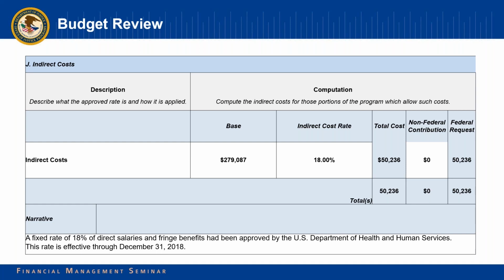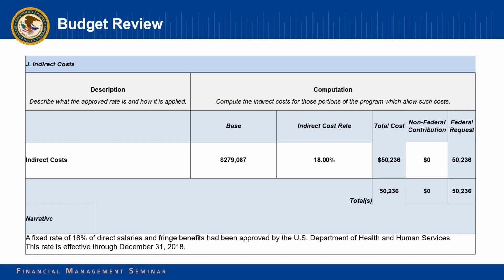Now in the narrative, you want to explain your indirect cost rate. So in this example here, it shows the type of rate they have, the percentage. So it's a fixed rate. The percentage is 18%. It's based off direct salaries and fringe benefits. And you also want to show the cognizant federal agency that has approved your indirect cost rate agreement. So in this example here, it's the U.S. Department of Health and Human Services, and it shows the effective date of the indirect cost rate agreement. You also want to make sure that if you're charging indirect costs, you have an approved indirect cost rate agreement, that you attach a copy of your current indirect cost rate agreement.